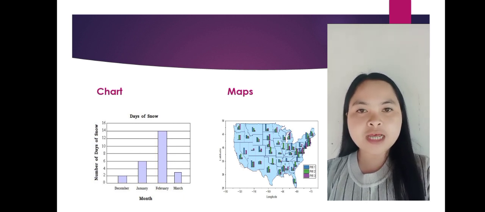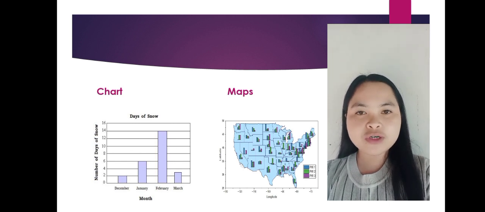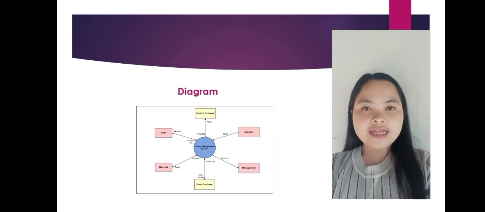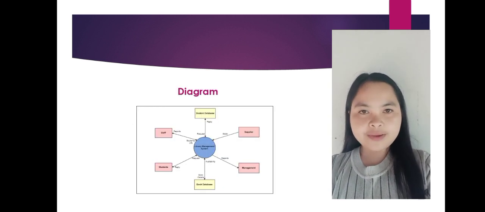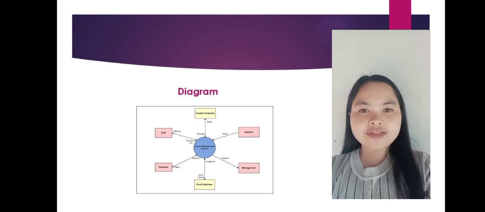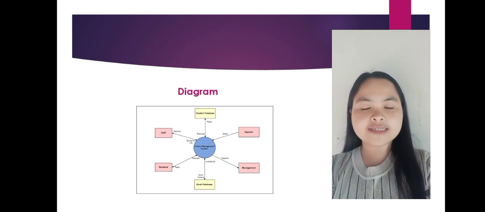Next, maps. They show relationships between different locations. They are used to illustrate the distribution of data, identify patterns, and highlight specific areas of interest. Next is diagram. It explains concepts and makes them easier to understand. It illustrates how something works, how different components are connected, or how data flows within the system.